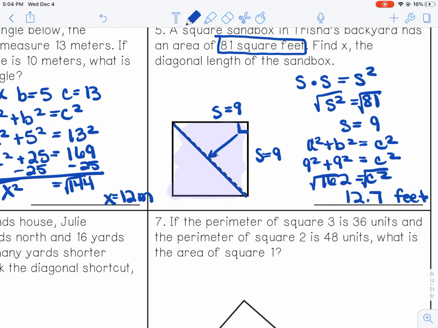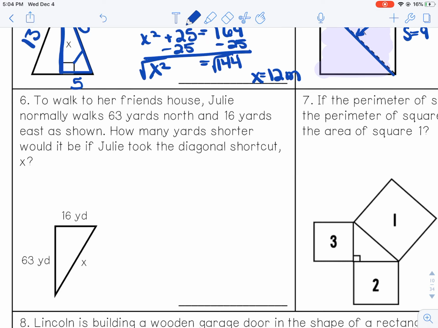Okay, so number 6. To walk to her friend's house, Julie normally walks 63 yards north and 16 yards east. So how far is she walking? That would be a total distance of 63 plus 16. So she is walking a total distance of 79 yards. We want to know how many yards shorter it would be if she took the diagonal shortcut. So let's find out what the diagonal shortcut would be.